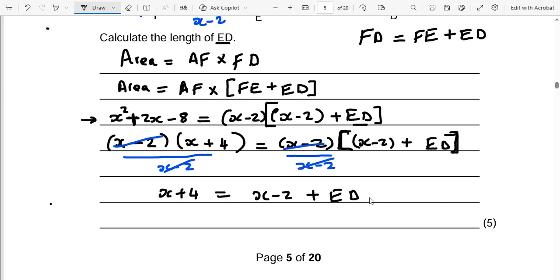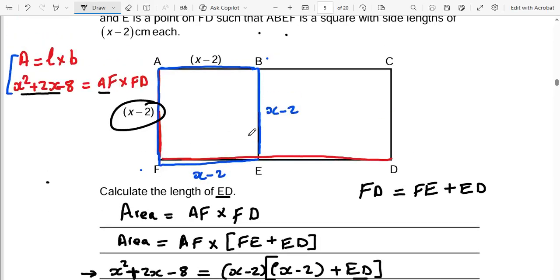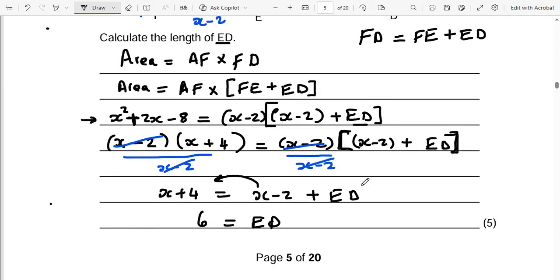Look at what we have. We can just group the like terms. I think we can definitely do that. Let's bring the x this side. It's negative, so x minus x is 0. Let's bring the 4 this side to be positive. That's 4 plus 2, that's 6. And then this is equal to ED. If I go back up, it should be in centimeters. So the length of ED is 6 centimeters. That's what ED equals.